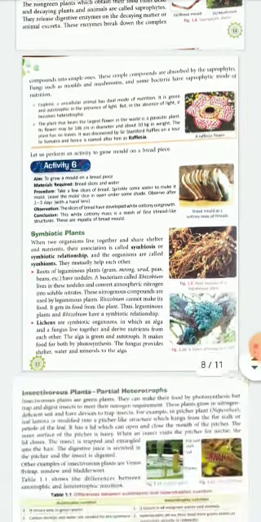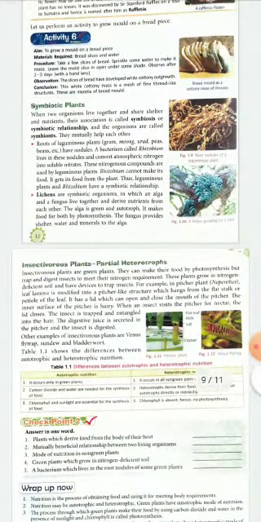Now coming to activity 6, we can perform it at home. We take a bread slice, sprinkle some water over it, keep it aside for a few days, and cover it. Then after a few days we can see that some white, cottony substance is formed over it, that is our mold.